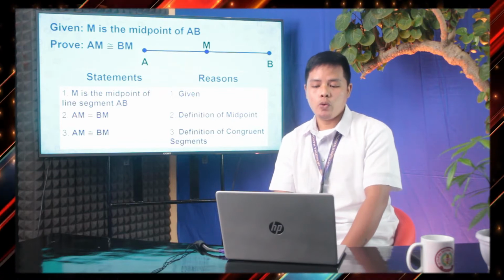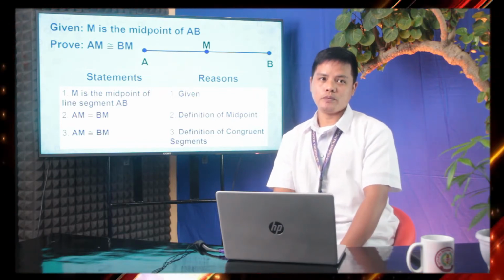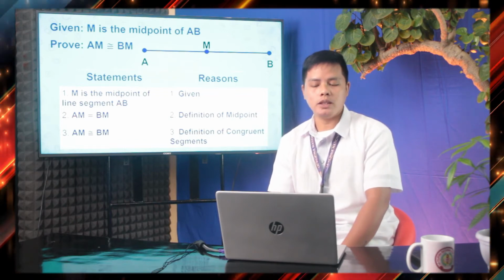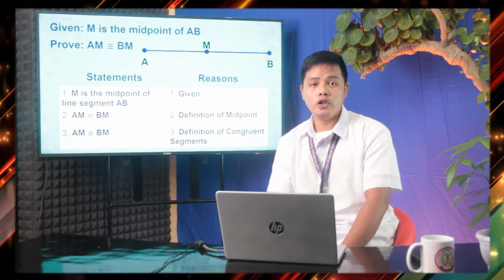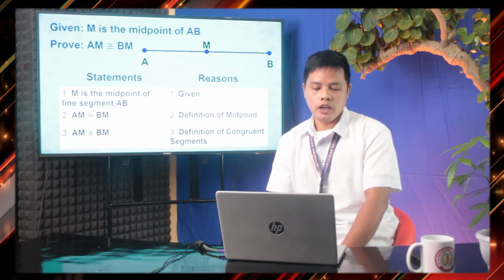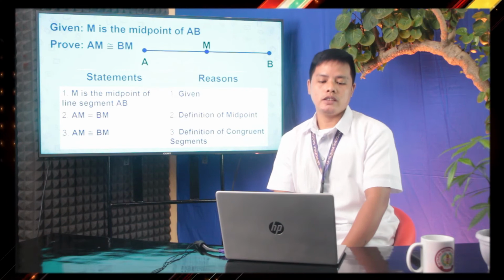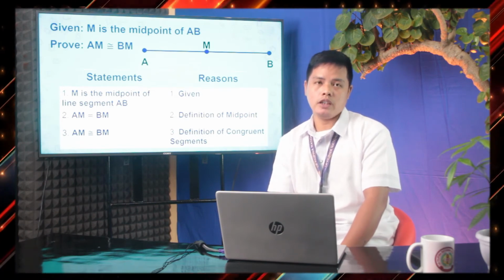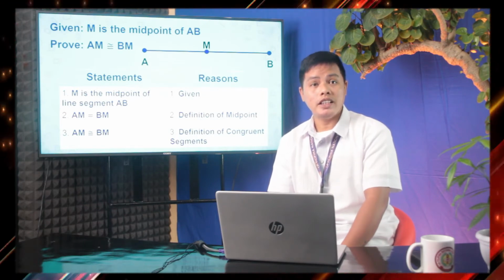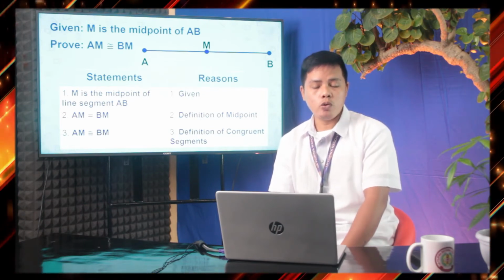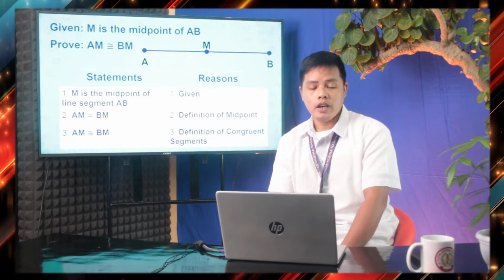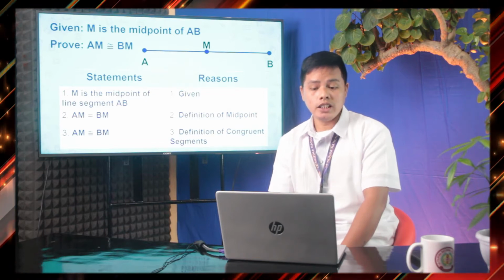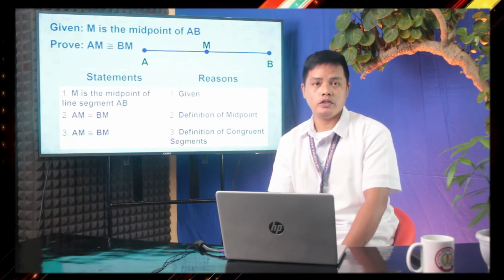In this method, we are going to use a table. We will create two columns, and the first column will be on the statement, and the other column is for reasoning. Now, let me read the following statements. Number 1, M is the midpoint of line segment AB. What would be the reason? Well, that's given. Number 2, line segment AM is equal to line segment BM. The reason will be, it is the definition of midpoint.